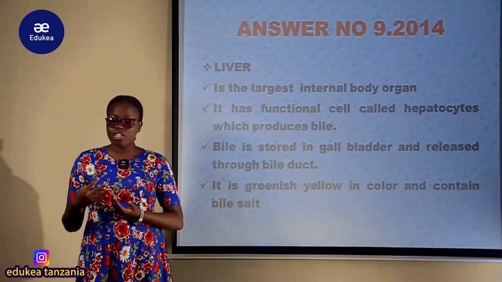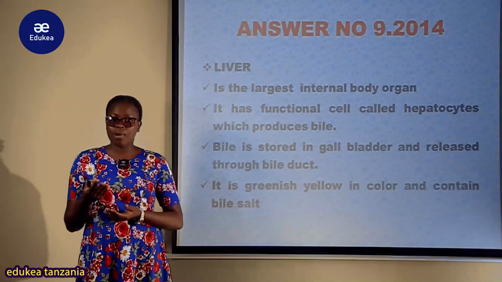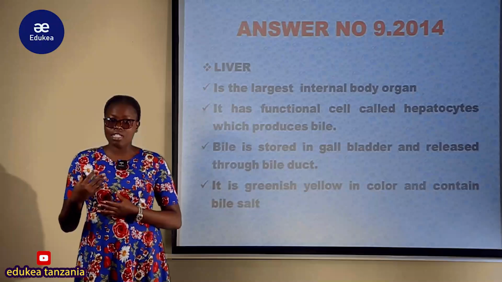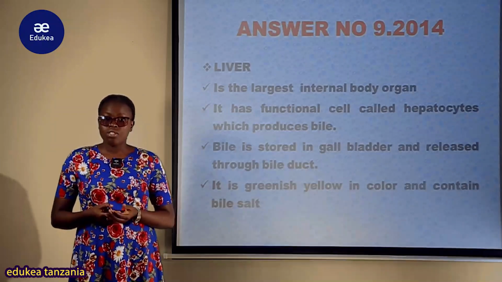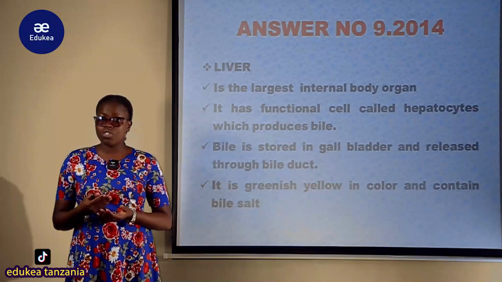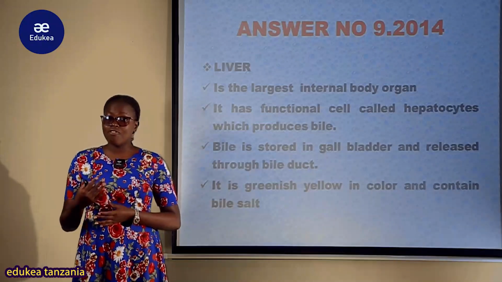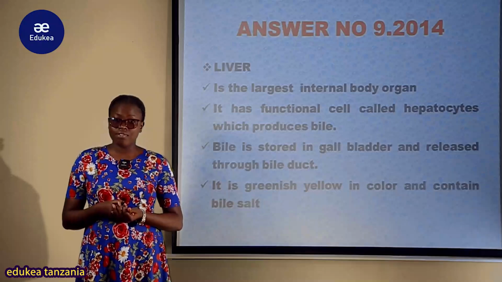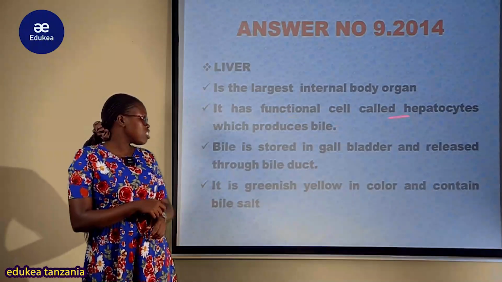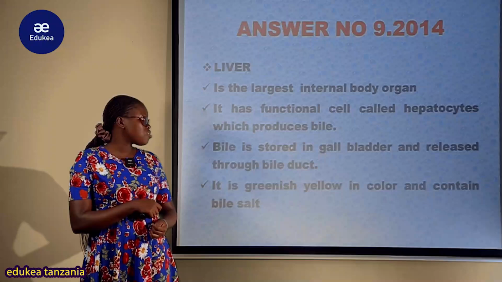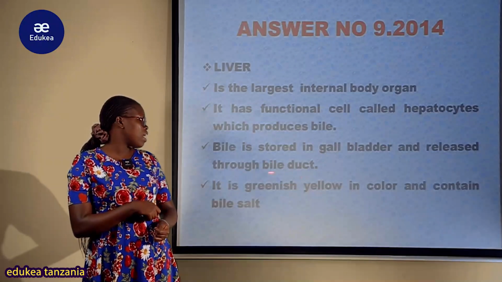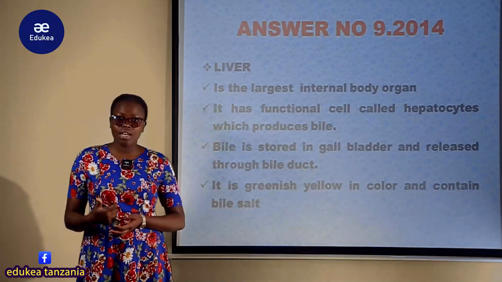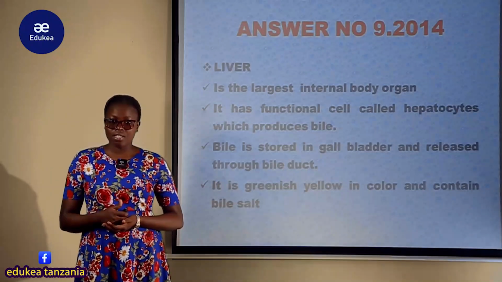Also the liver performs the function in detoxification. Example ni ammonification processes. Detoxification inasaidia sana katika elimination of the toxic. So within the liver there is functional cell which is called the hepatocyte. This hepatocyte produce the bile. So the bile hapa ndio imekuwa contain the digestive juice. The bile is stored in the gallbladder and released through the bile duct. So the bile is stored katika bladder lakini be released katika to the bile duct.